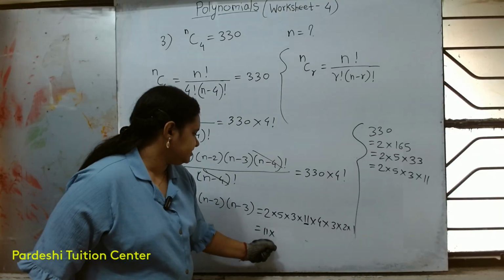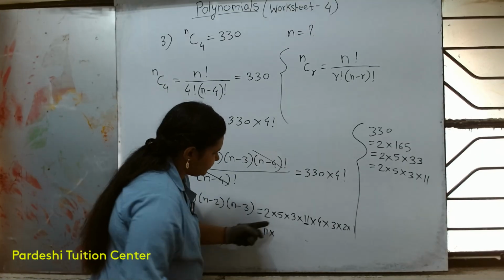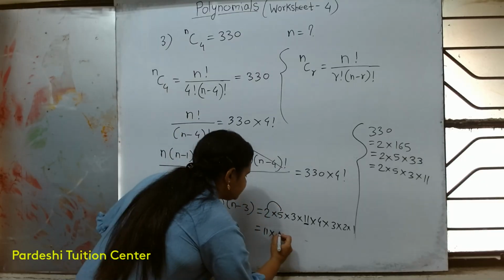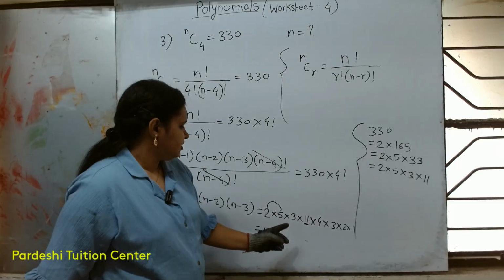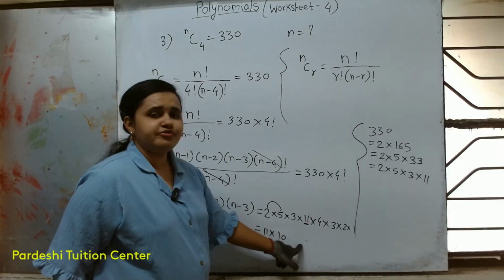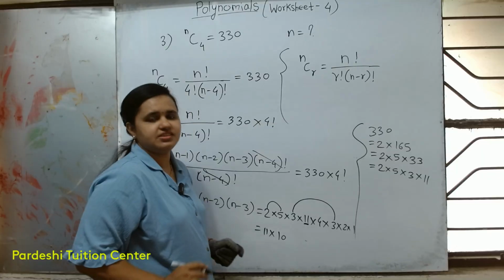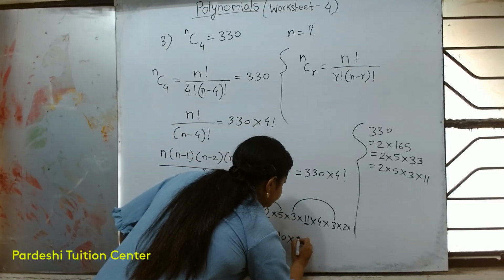So smaller than 11 is 10. So I can make the pair 5 into 2, 2 5s is 10. So I can write here 10. Okay. Now 10, now we have to find 9. Where is 9? 3 multiplied by 3 is 9. So I can write here 9.